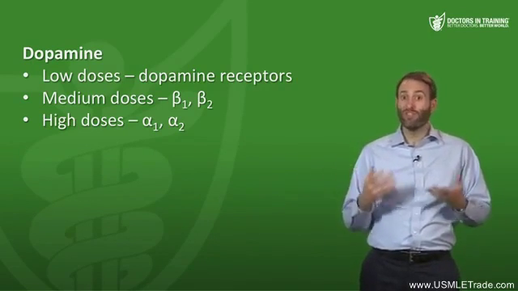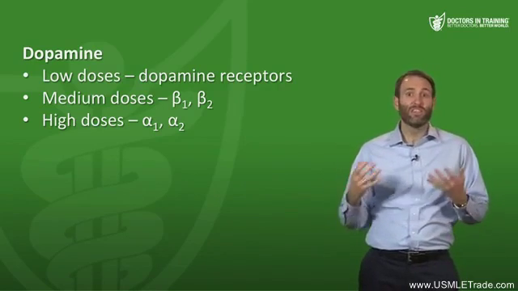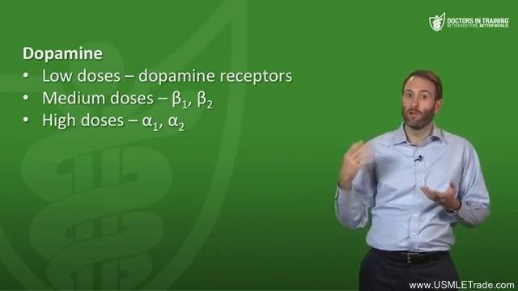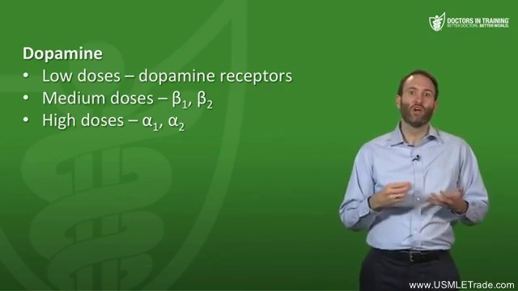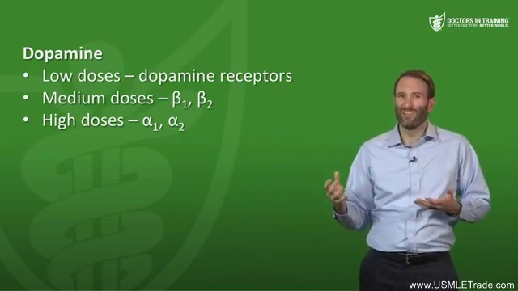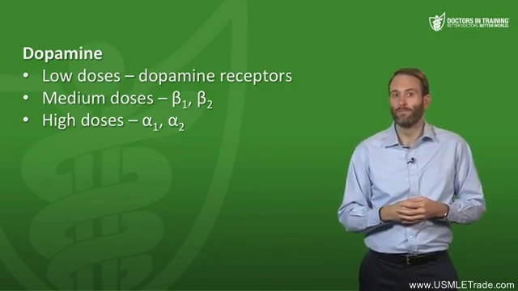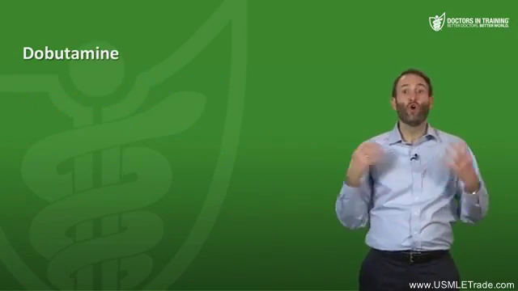So when are we going to use this drug? Well, dopamine can be used in shock. It was thought that the stimulation of those dopamine receptors that we talked about in the kidney might actually help with renal perfusion. But studies now have shown that dopamine, when used in shock, actually doesn't improve renal function much at all.